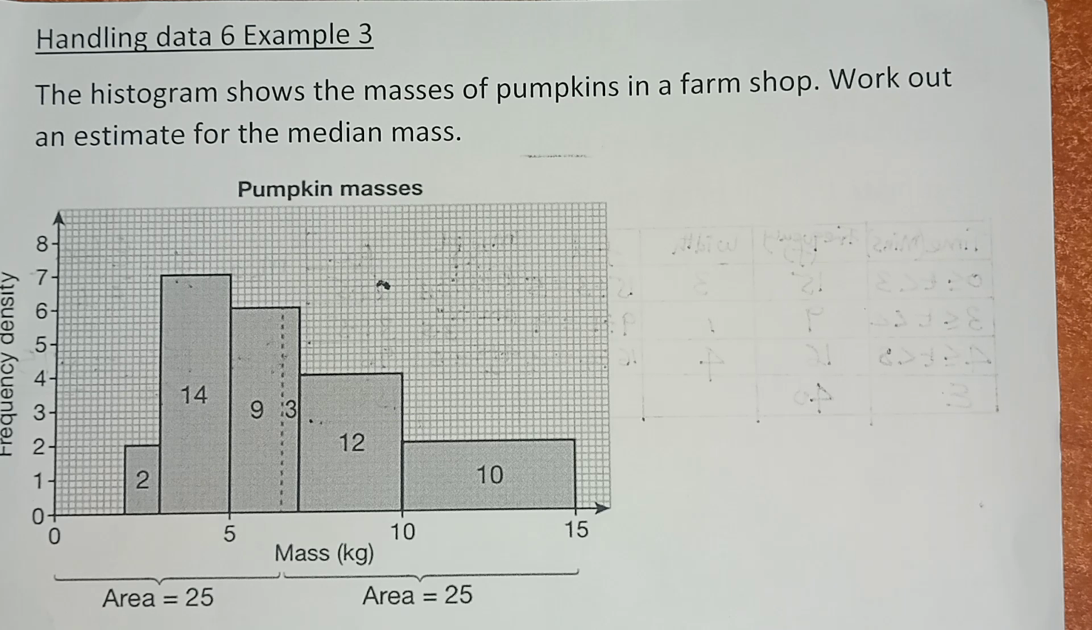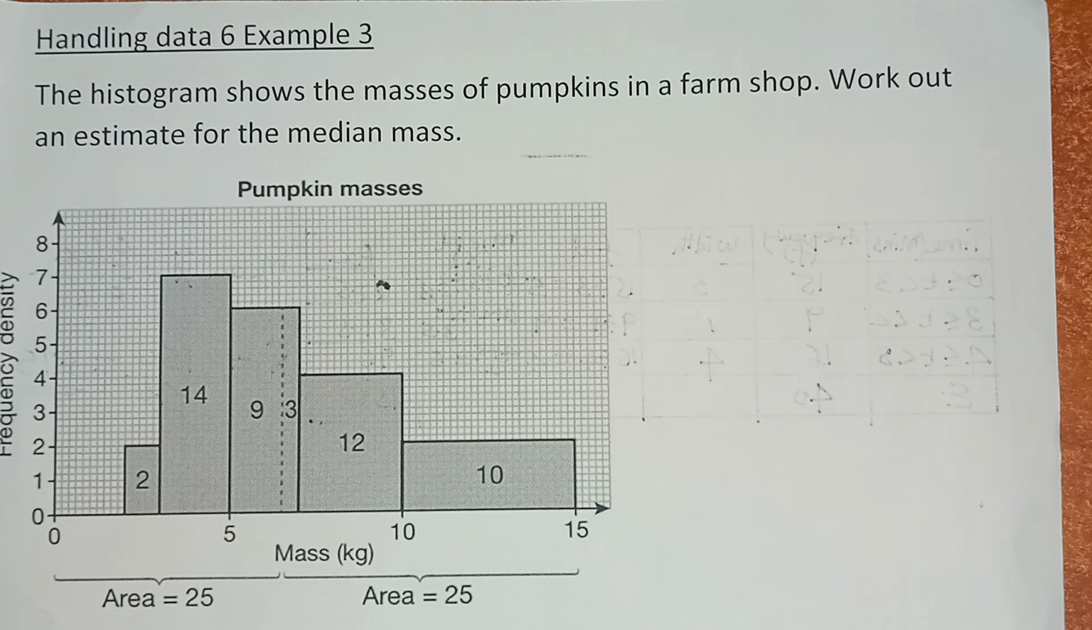And in this video I want us to explain handling data 6 example 3, and we are still looking at histogram. This question is quite particular and specific because it is asking to find the midpoint. It says the histogram shows the masses of pumpkins in a farm shop. Work out an estimate for the median mass.